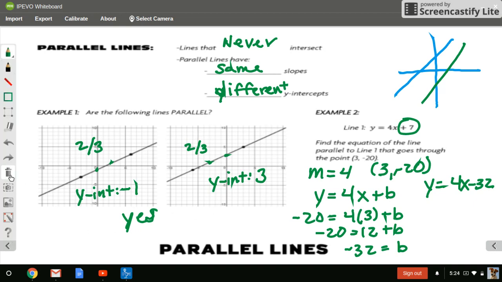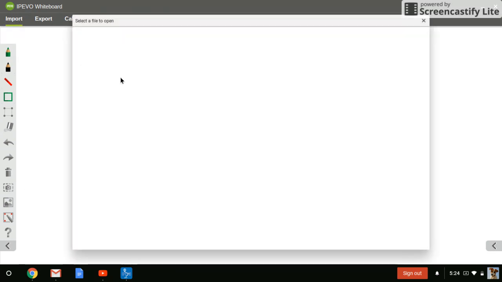Give me one second while I get our next page pulled up.